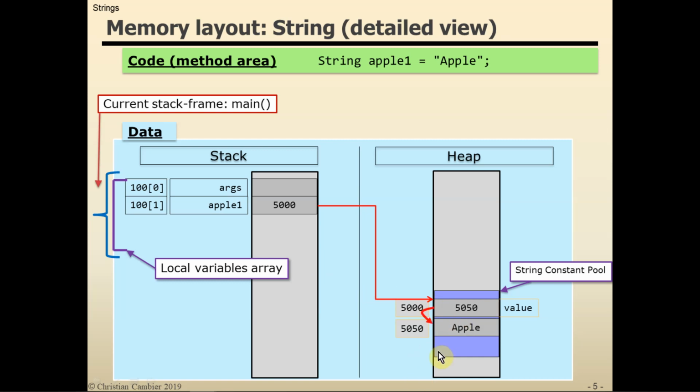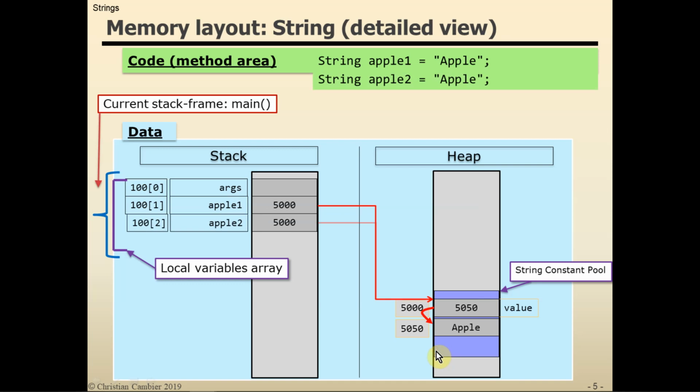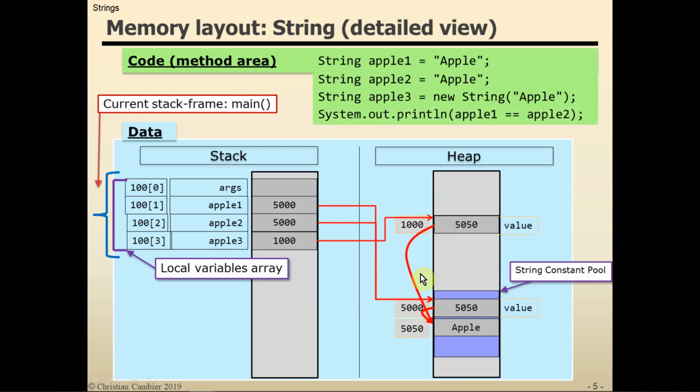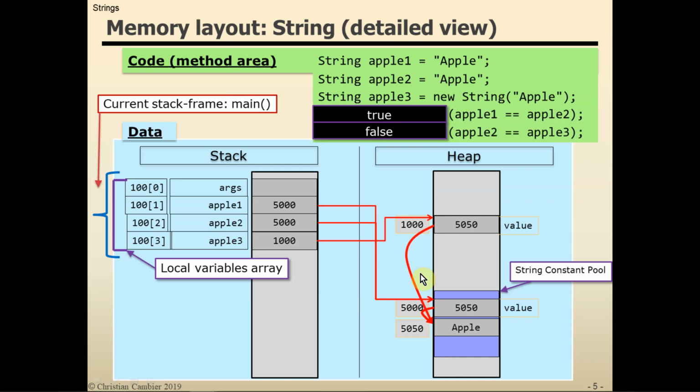Then apple2, same as in the previous layout, refers to the same String object as apple1. And then apple3, created using the new keyword. Its content of value refers to the same byte array containing the letters from apple. So its value reference refers to the same array. And then printing out the values, no difference here. So true for the first one and false for the second one.